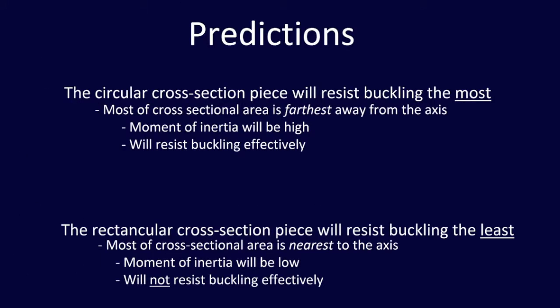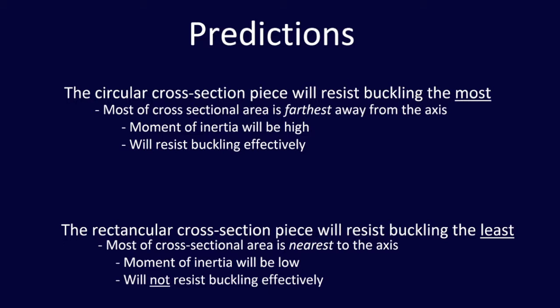Based on what we know about the factors that play into buckling, we can predict the following. The circular cross-section piece will resist buckling the most. This prediction is based on our knowledge that most of the cross-sectional area in this member is the farthest away from the axis. We know based on Euler's buckling formula that this would mean that the moment of inertia in this member will be high, and that the buckling will be resisted effectively due to the parallel relationship between the moment of inertia and critical force.